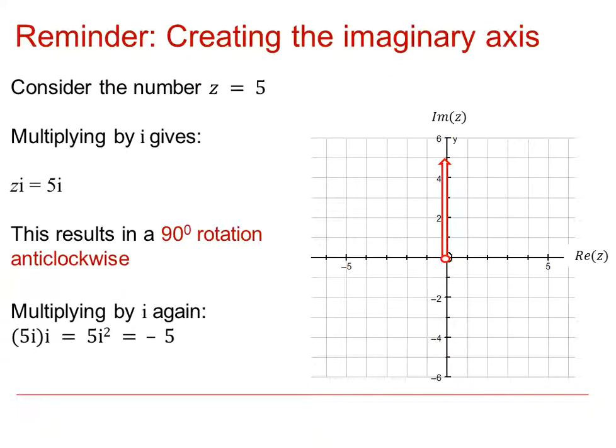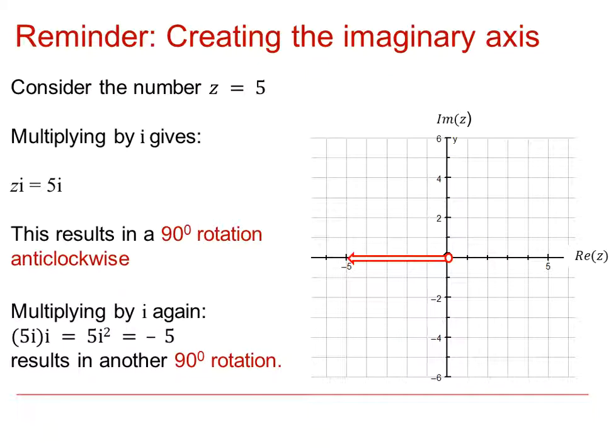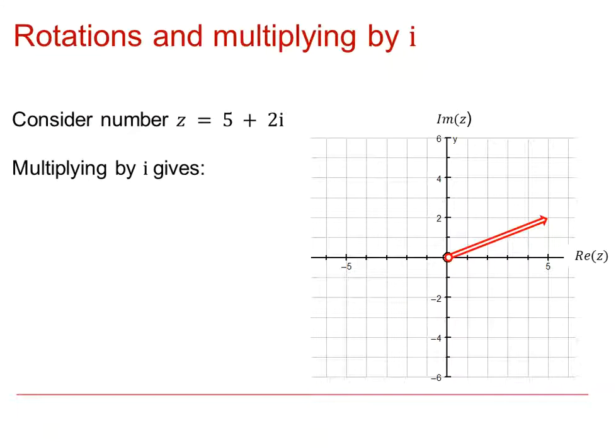If we multiply by i again, we get 5i times i is 5i squared, which is of course minus 5. So this has resulted in another 90-degree anti-clockwise rotation. So it looks as though multiplying by i may always give a 90-degree anti-clockwise rotation.